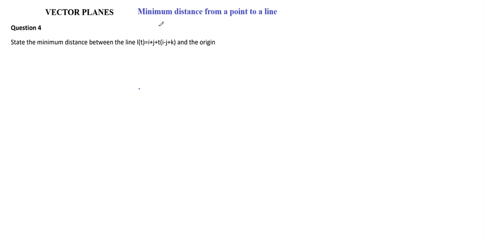Okay, so this is a video explaining how to find the minimum distance from a point to a line, that is a vector line. And it comes from question 4 here. So this is my line, i j plus t(i - j + k). Okay, so here is my line, L of t.